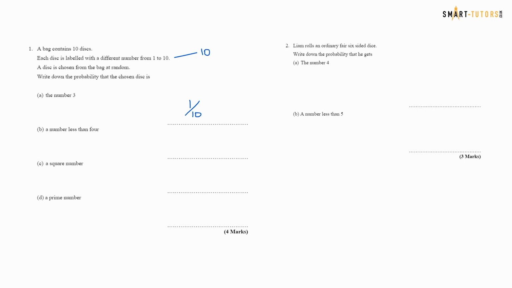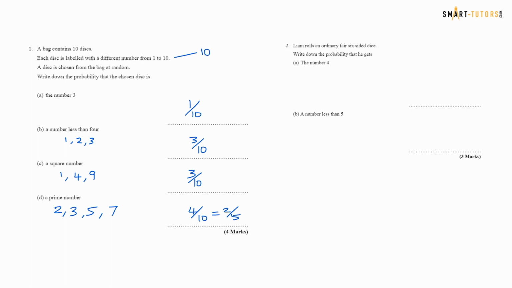A number less than 4: less than 4 means it can be 1, 2, 3, and 4 is not going to come. So 3 numbers, so 3 out of 10. Question 3, a square number. 1 is a square number, 2 squared is 4 is a square number, 3 squared is 9 is a square number, so 3 out of 10. A prime number: 2 is a prime number, 3 is a prime number, 5 is a prime number, 7 is a prime number. So 4 out of 10, which is simplified to 2 out of 5.